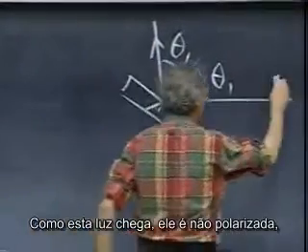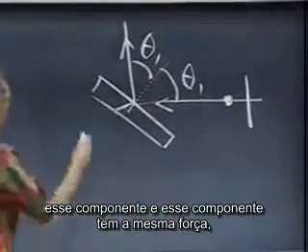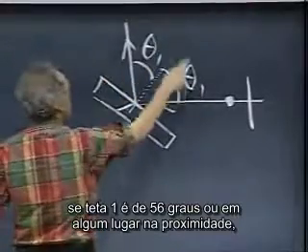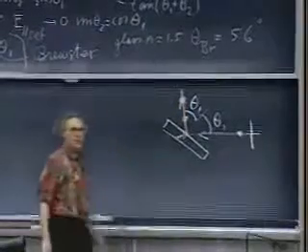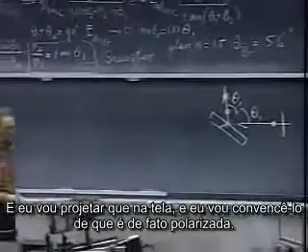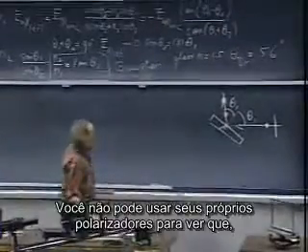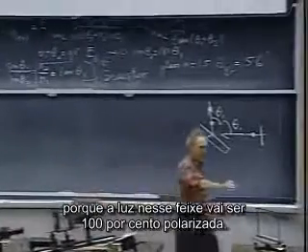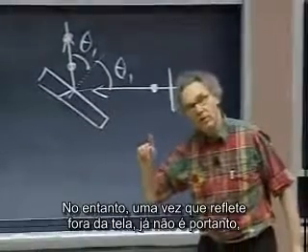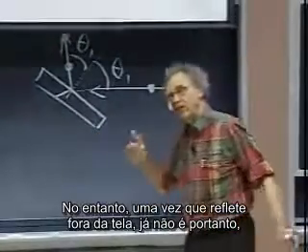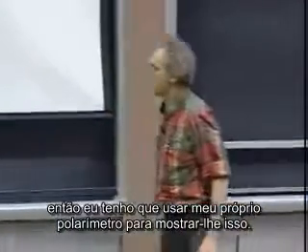As this light comes in, it is unpolarized. This component and this component have equal strength. If theta 1 is 56 degrees or somewhere in that vicinity, this light is now 100% polarized. And I'm going to project that onto the screen, and I'm going to convince you that it is indeed polarized. You cannot use your own polarizers to see that, because the light in this beam is going to be 100% polarized. However, once it reflects off the screen, it no longer is. So you cannot use your polarimeter. So I have to use my own polarimeter to show you this.